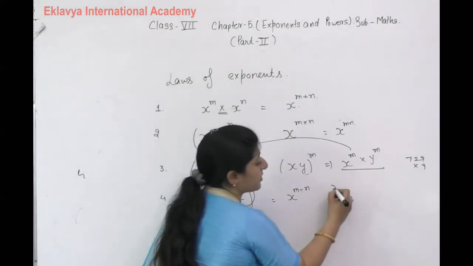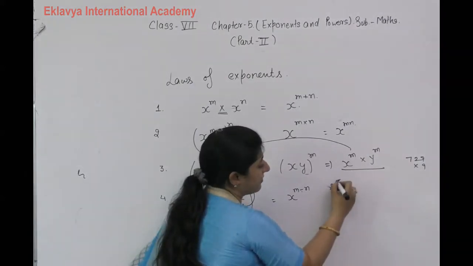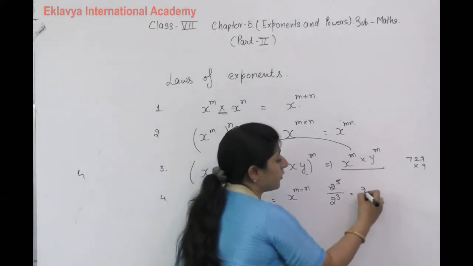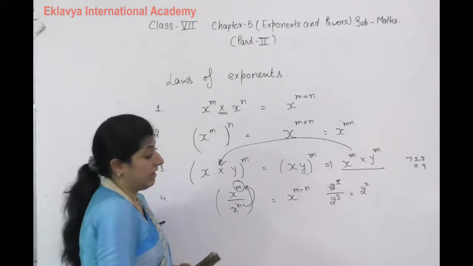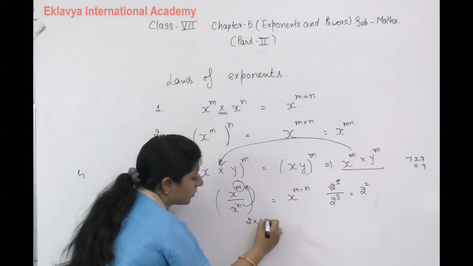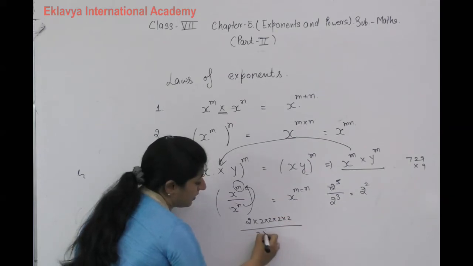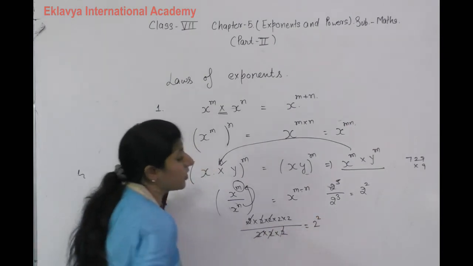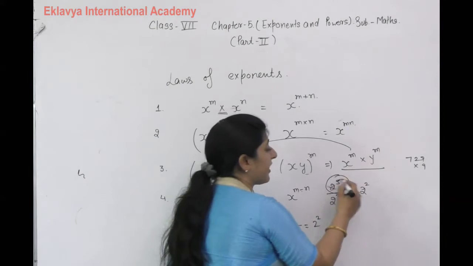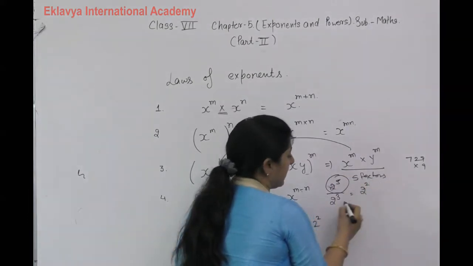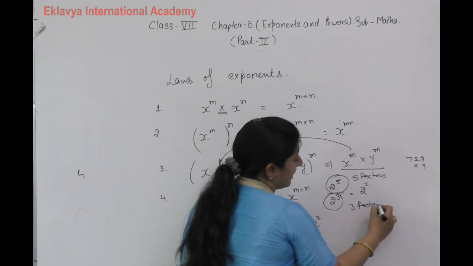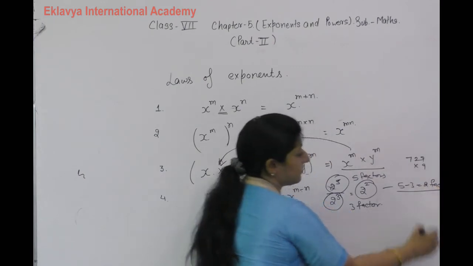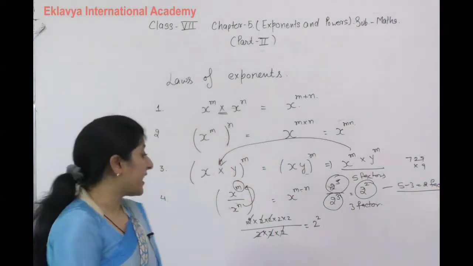You can say like this, suppose 2 power 5 upon 2 power 3. According to this formula we get 2 power 2. Yes or no? Now check it. 2 into 2 into 2 into 2 into 2, upon 2 into 2 into 2. Three cancel, then it becomes 2 power 2. It means here total 5 factors, here 3 factors, so we get 5 minus 3 is equal to 2 factors. This is how we find the quotient.